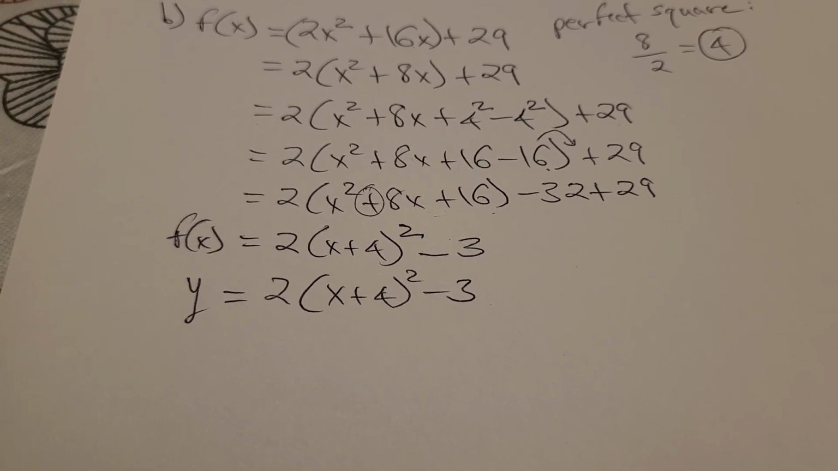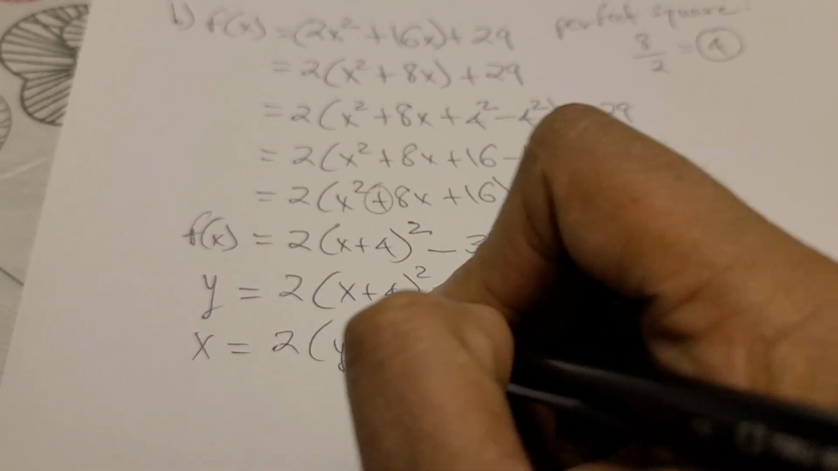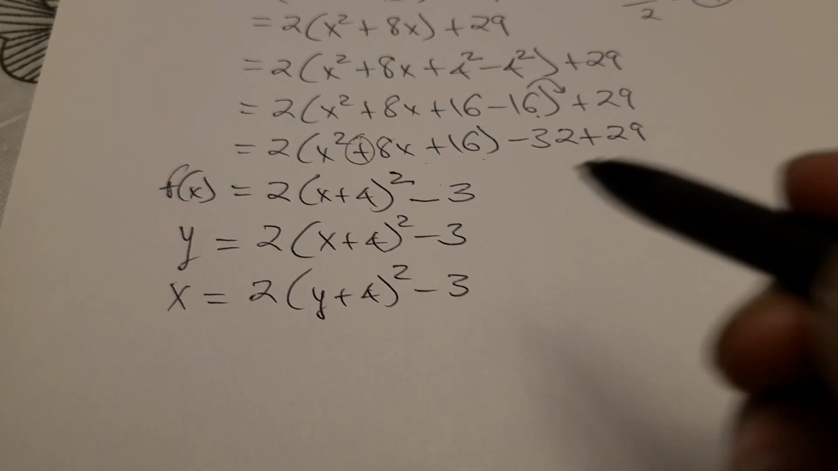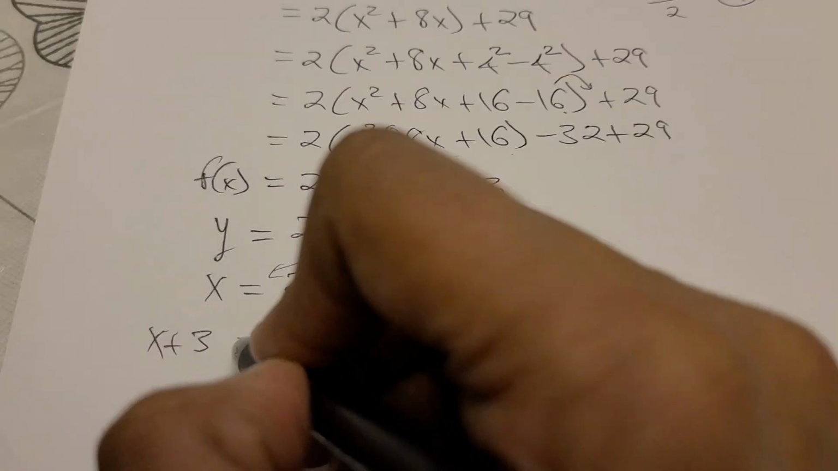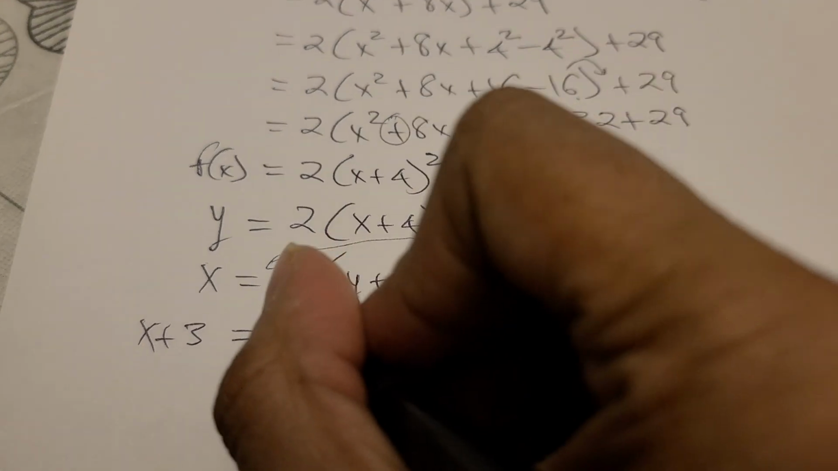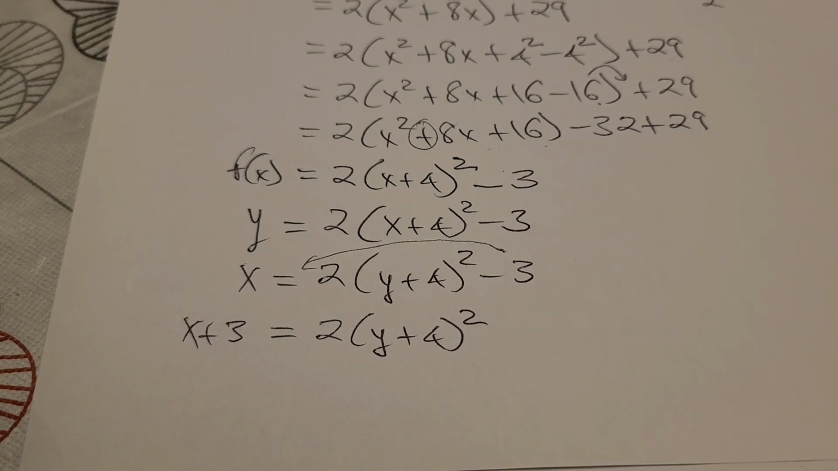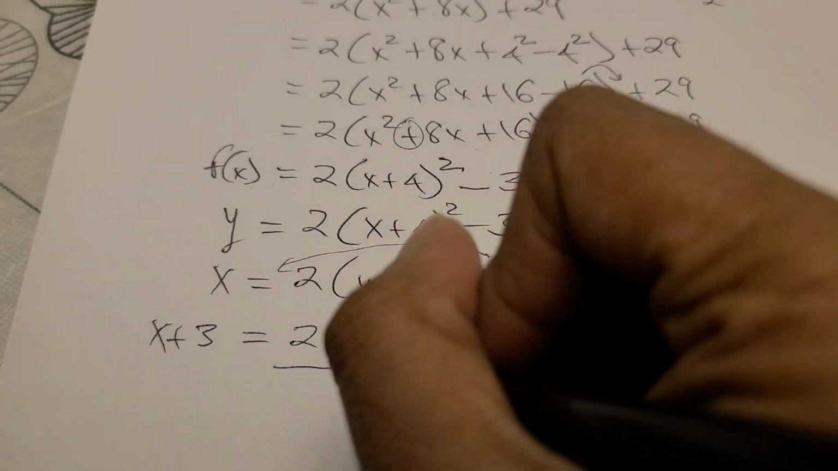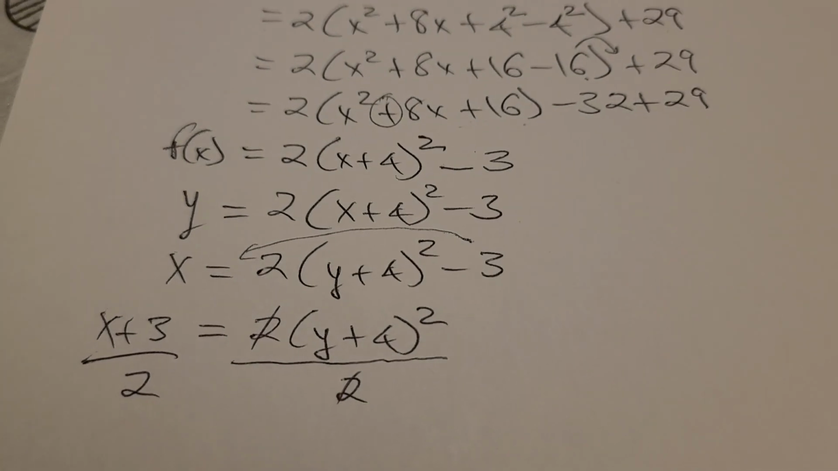And the second step is we're going to switch the x and y. So I'm going to put x equals 2 times y plus 4 squared minus 3. All right, you're going to take this negative 3 to the other side. So now we're solving for the inverse. So it becomes x plus 3 equals 2 times y plus 4 squared. Right, I'm going to divide it by 2 on both sides. So the 2 cancels out like this.